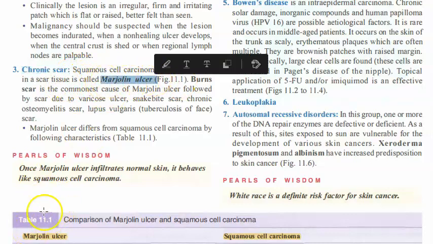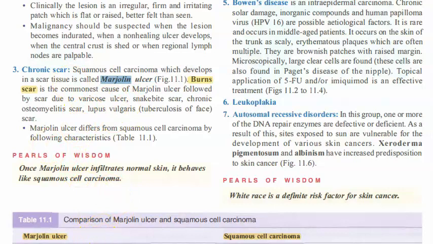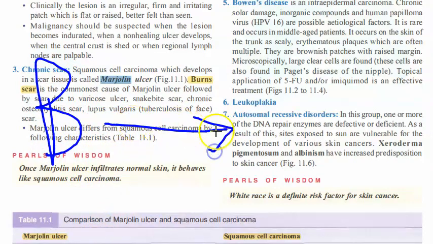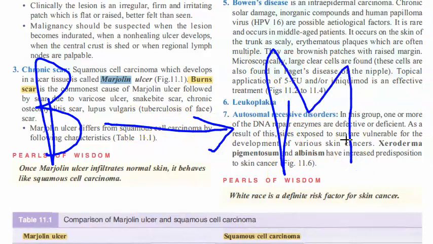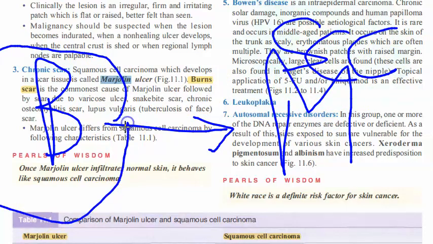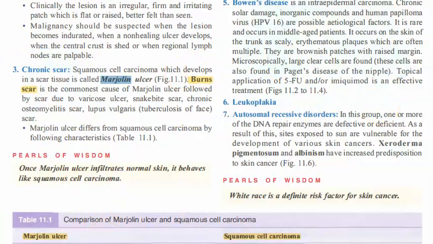And that can lead to Marjolin's ulcer. How do you pronounce this? Yes, guys, it is Marjolin's ulcer. So whenever a person has burns, a burn scar, that can lead to a Marjolin's ulcer. What is this? A squamous cell carcinoma which develops in scar tissue is called a Marjolin's ulcer. So a chronic scar can lead to malignancy.